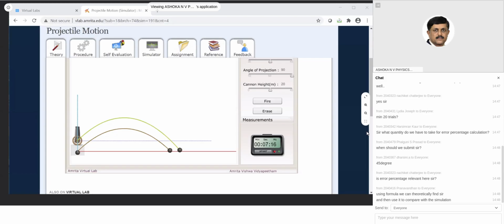Using the formula, we can theoretically find it, sir. You are finding it theoretically only. You are calculating from the simulation, you are finding the time, right? That time you are putting in that formula, and from there you are calculating. That's all.